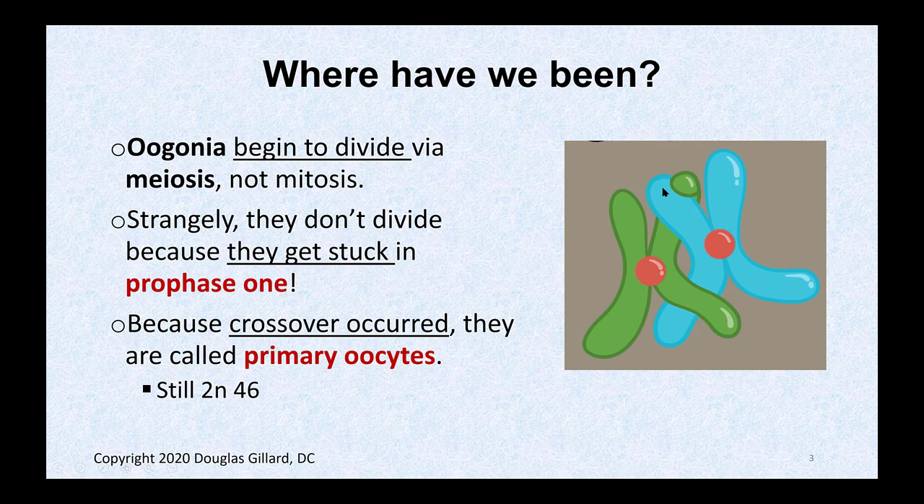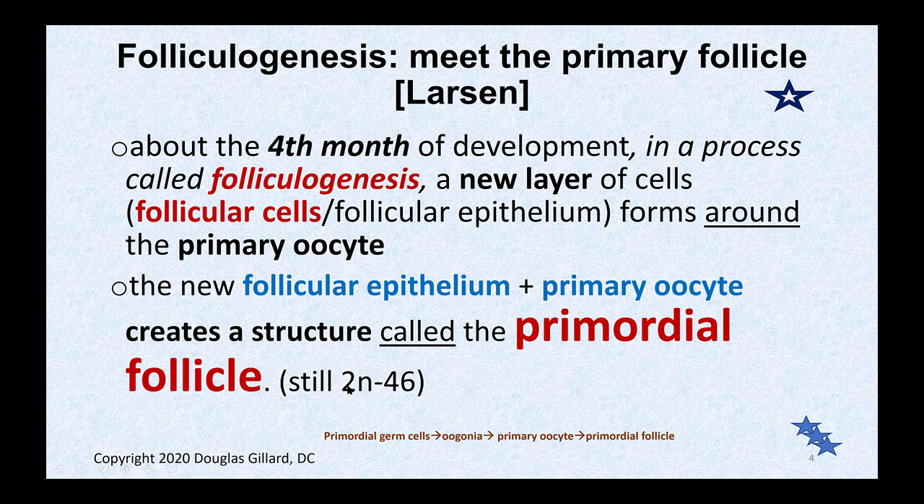All right. Because crossover occurred, though, the oogonia, we're going to say goodbye to that, and we're going to call them now primary oocytes. So oogonia were very short-lived. Once crossover occurred, once they started going down the meiotic pathway, they become primary oocytes. These cells and everything we've talked about so far are diploid, 2N, 46 chromosomes each. Remember that we started meiosis, and meiosis 1 is a reduction division. So we are going to reduce the number of chromosomes, but it stopped before we could reduce the number of chromosomes. So they're stuck. They're still 2N, 46 chromosomes.